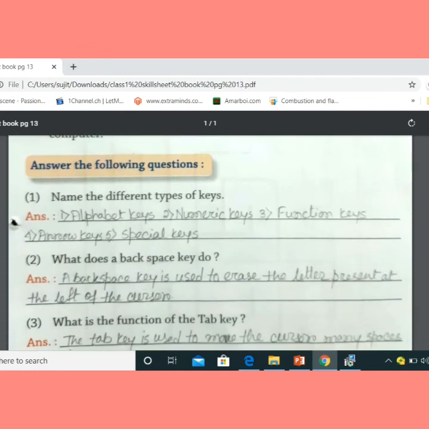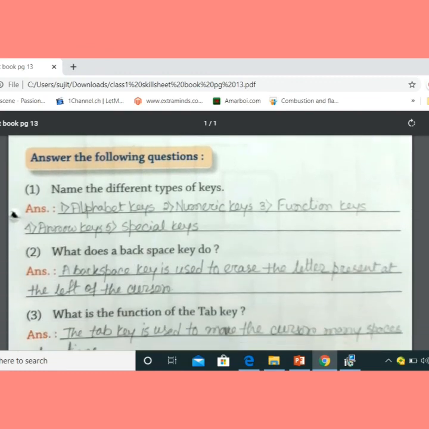Now the question answers. Question number 1 is: Name the different types of keys. So we had learned about different types of keys in this chapter. So what are they? They are alphabet keys, numeric keys, function keys, arrow keys, and special keys. About these 5 types of keys we had learned in this chapter.